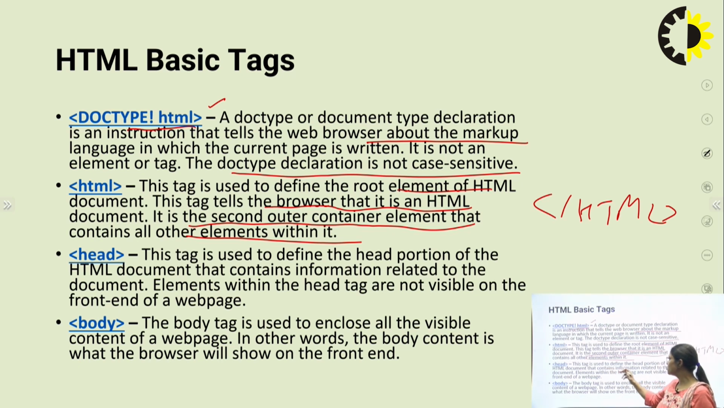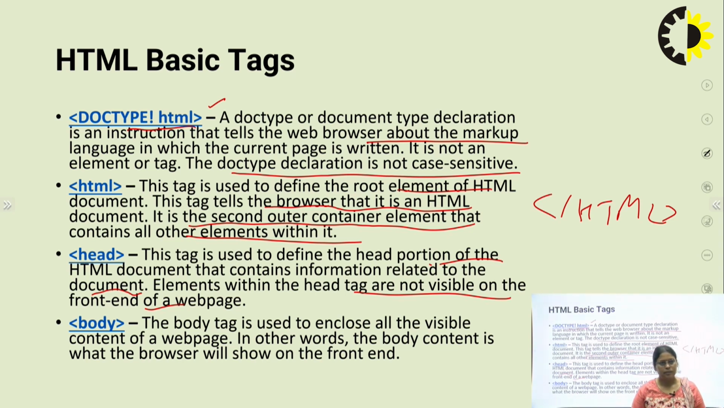This tag is used to define the head portion of the HTML document. It contains the information related to the document, what you want to create in your HTML document. So all this information is contained in the head part. Elements within the head tag are not visible on the front end of the web. What we write in the head tag will not be visible in the web browser. It is an internal part of your document.